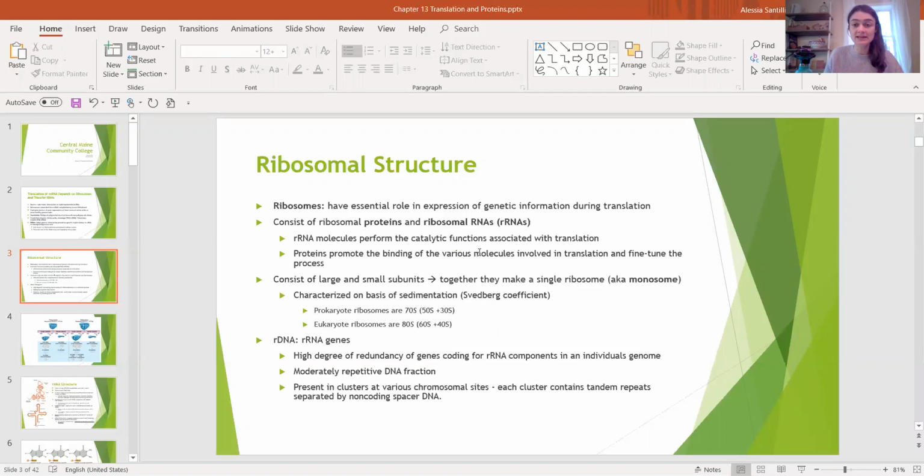Ribosomes look like little snowmen, or in my opinion, they look like cheese, because we have a specific cheese in Italy that looks like them. And now I'm thinking of that again. Oh gosh.